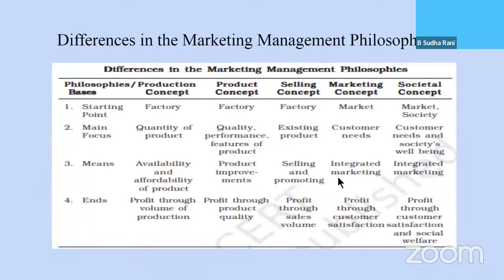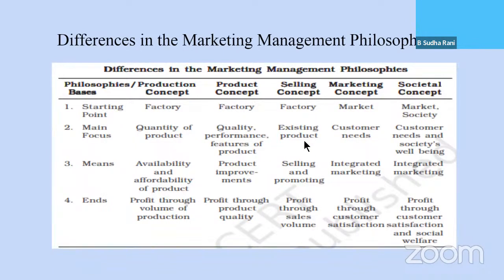So let us see about these philosophies individually, and we will stop this class today with this. We are starting with the production concept. Product comes from the factory. Marketing concept starts from the market, how to market, and also the societal concept, market and society. Coming to the focus: in the production concept, the main focus is on the quantity of products. The more the production, the more your sales. In the product concept, the focus is on quality. The more the quality of product you give, the more sales you'll have.